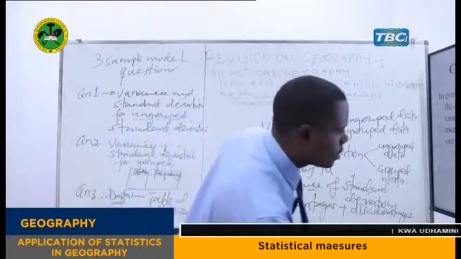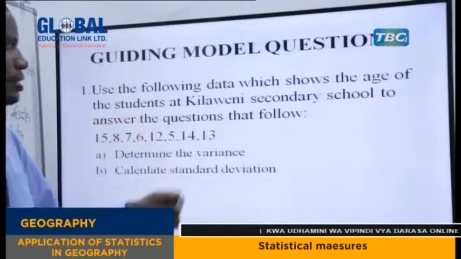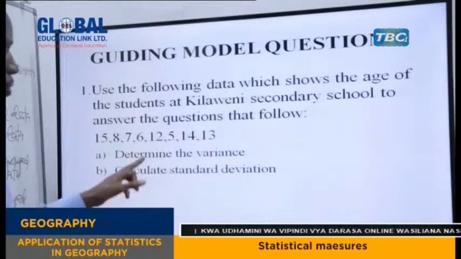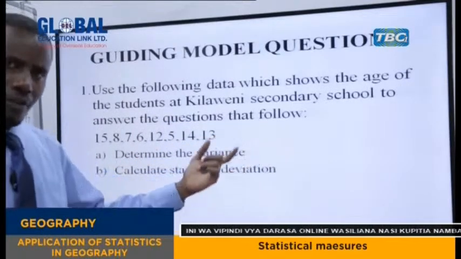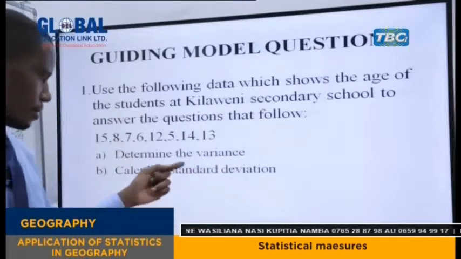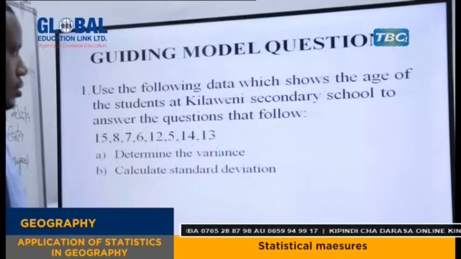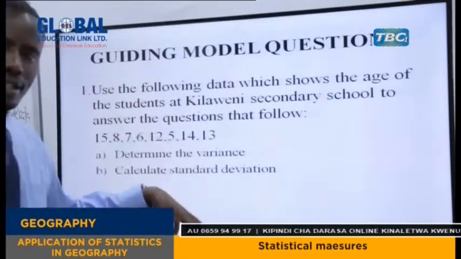So the first question: use the following data, which show the ages of the students at Kilaweni Secondary School, and answer the questions that follow. You have been asked to determine the variance, and in part B, to calculate the standard deviation. So this is the sample of the questions for ungrouped data.